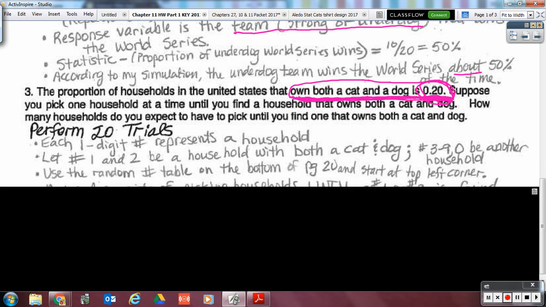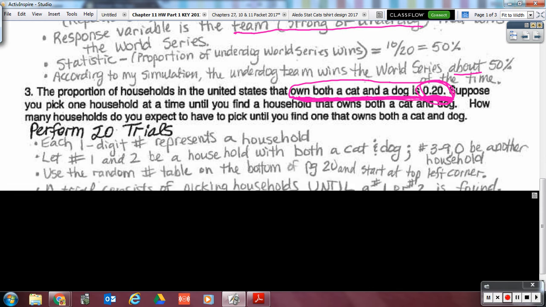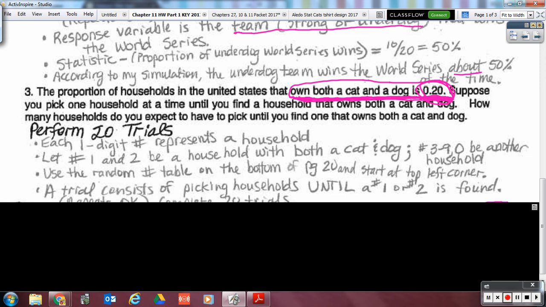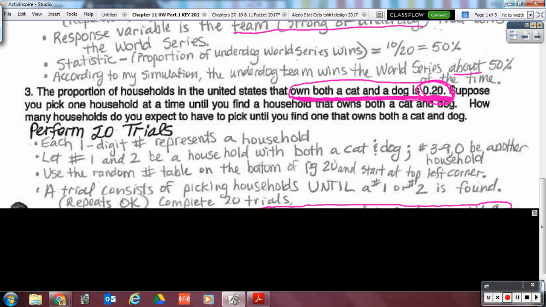All right. Use a random number table. That's on the bottom of page 20, and start at the top left-hand corner. A trial consists of picking households until you get a number 1 or a 2. Repeats are okay, and complete that many trials.